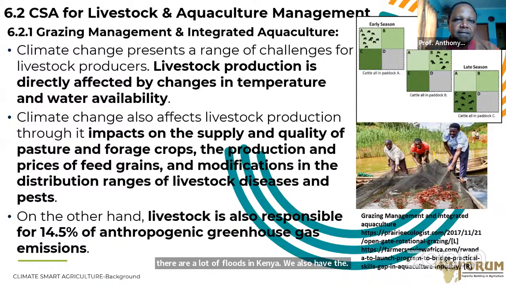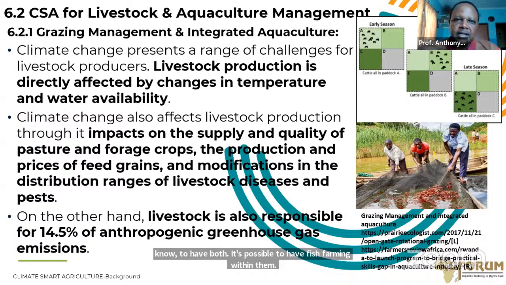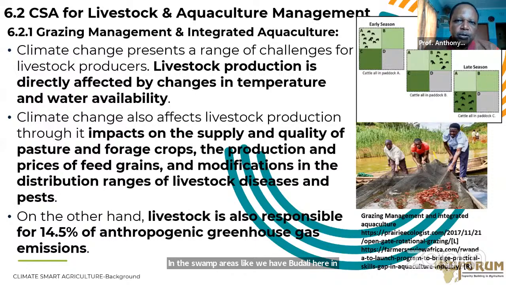And those flood areas, what do we do with them? Swamps form, and it's possible to have both livestock and fish farming within them, in the swampy areas. Like we have Budalangi here in Kenya, which also floods as we border towards Uganda along the Lake Victoria region. So when we integrate crop production with fish farming, that is what we may call aquaculture.